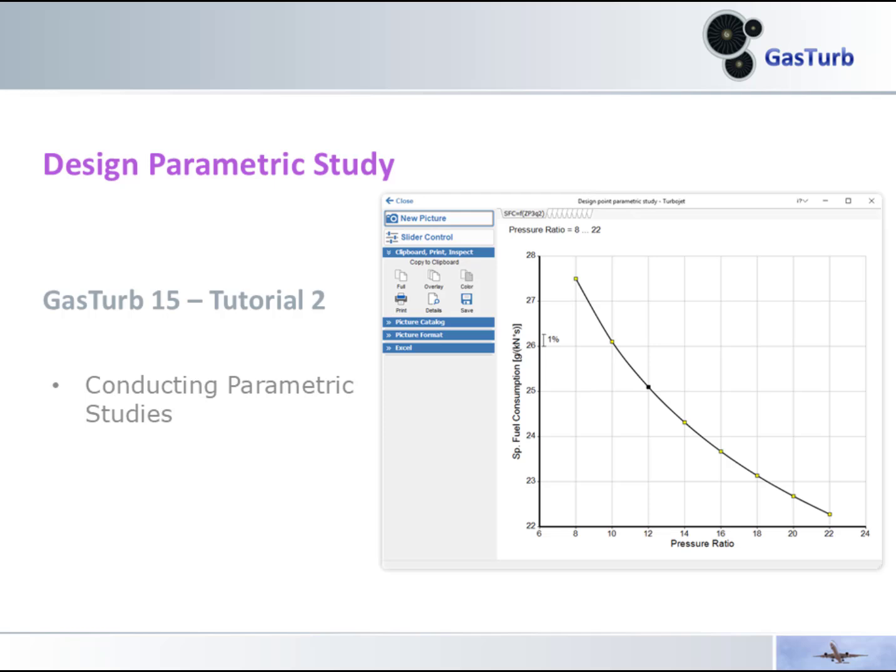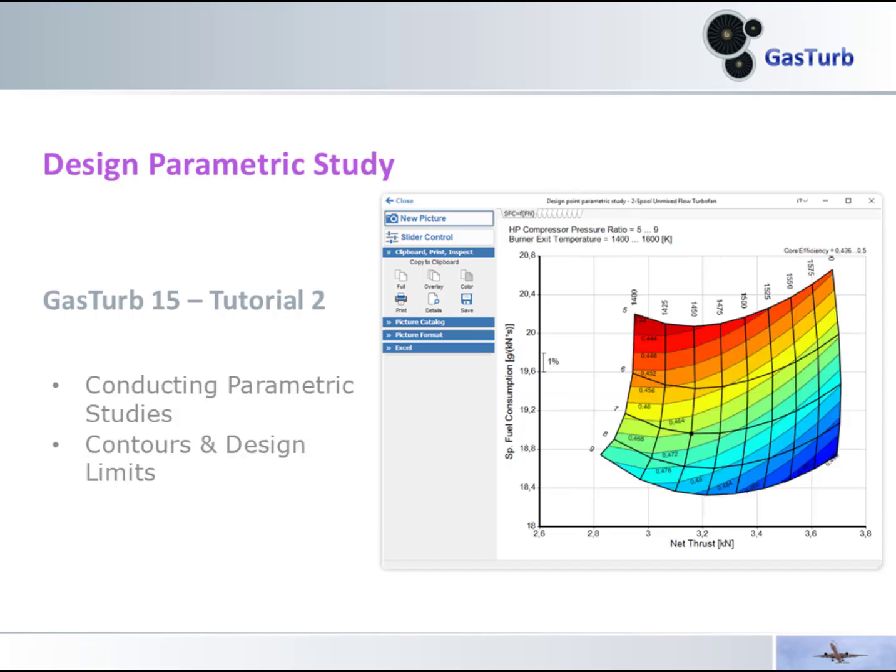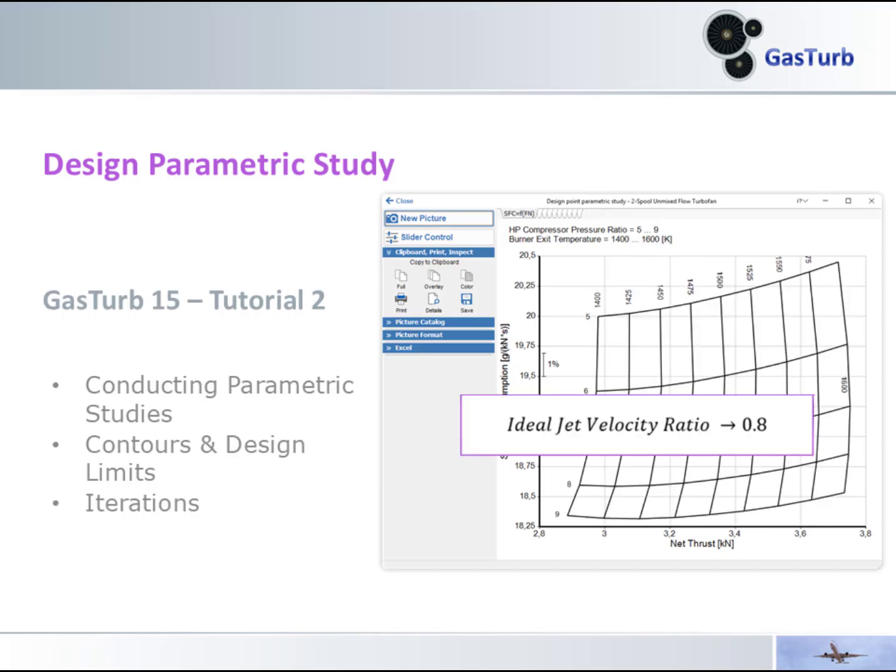We will vary either one or two gas turbine design parameters and visualize the influence of these parameters on its performance in different diagrams. We will further customize the diagrams, adding contours as well as parameter limits. Finally, we will combine parametric studies with user-defined iterations. With these tools, GasTurb enables us to answer a wide variety of gas turbine design questions and discover interesting relationships between design and performance parameters.